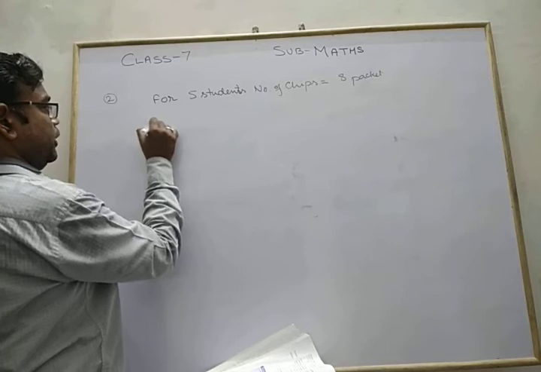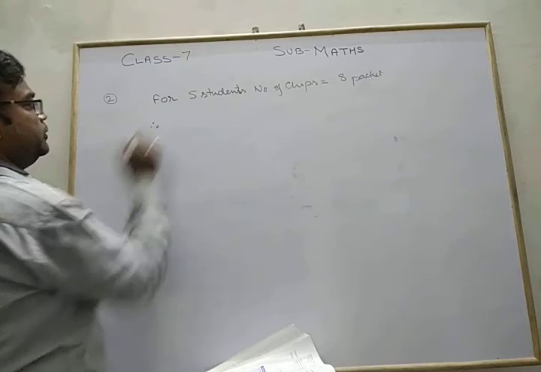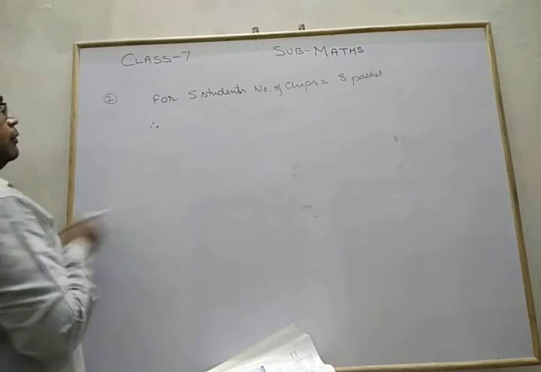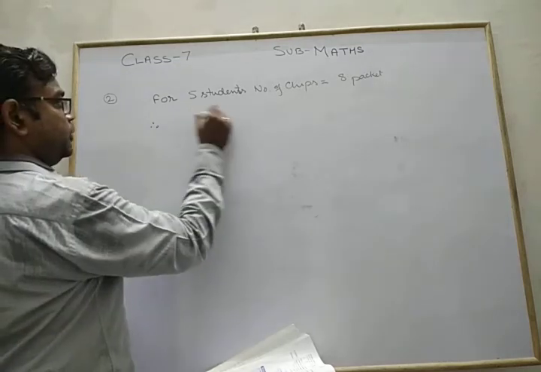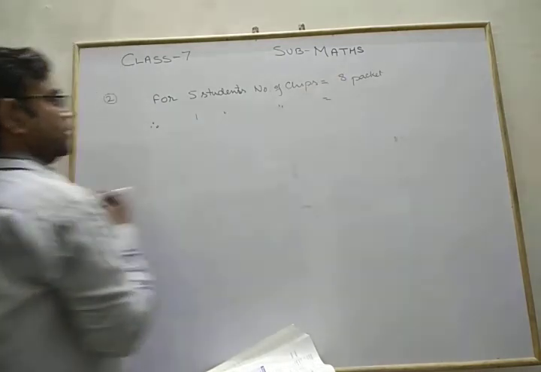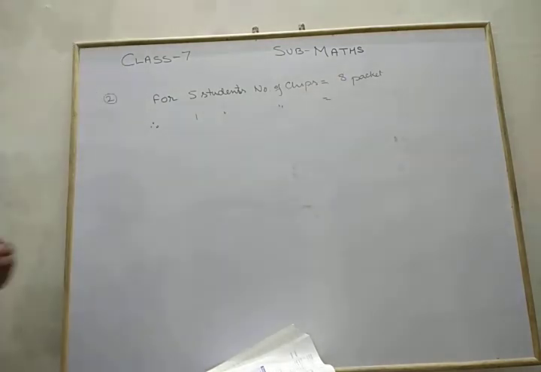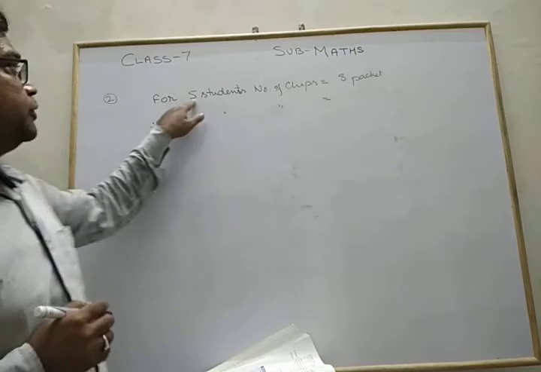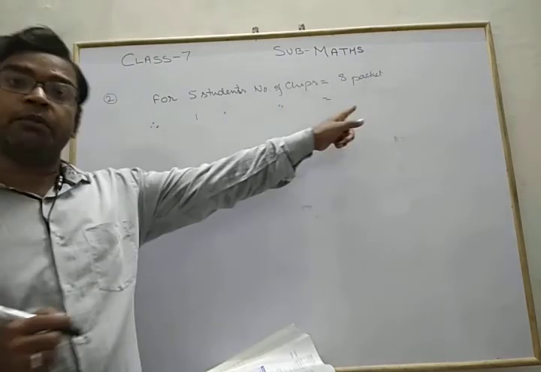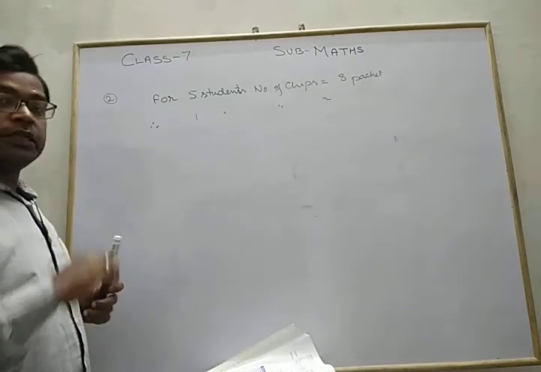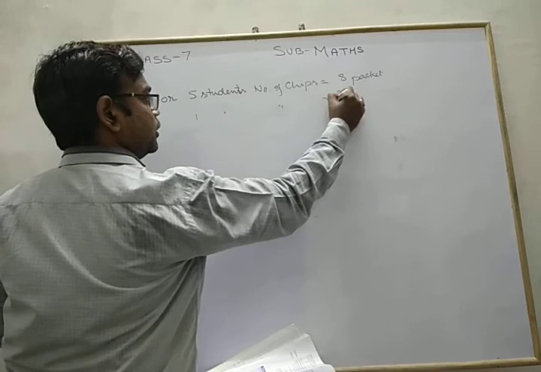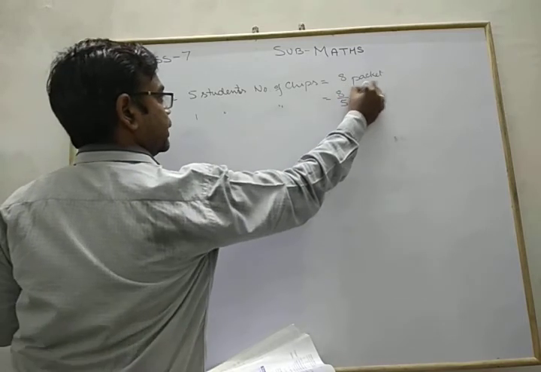Though we are solving by a method, we first find out for one, then for the next amount. For one student, the number of chips required. In this case, what we observe is that for 5 students, more packets are required. For fewer students, fewer packets are required. So in this case, we must do the division. 8 upon 5 packets.